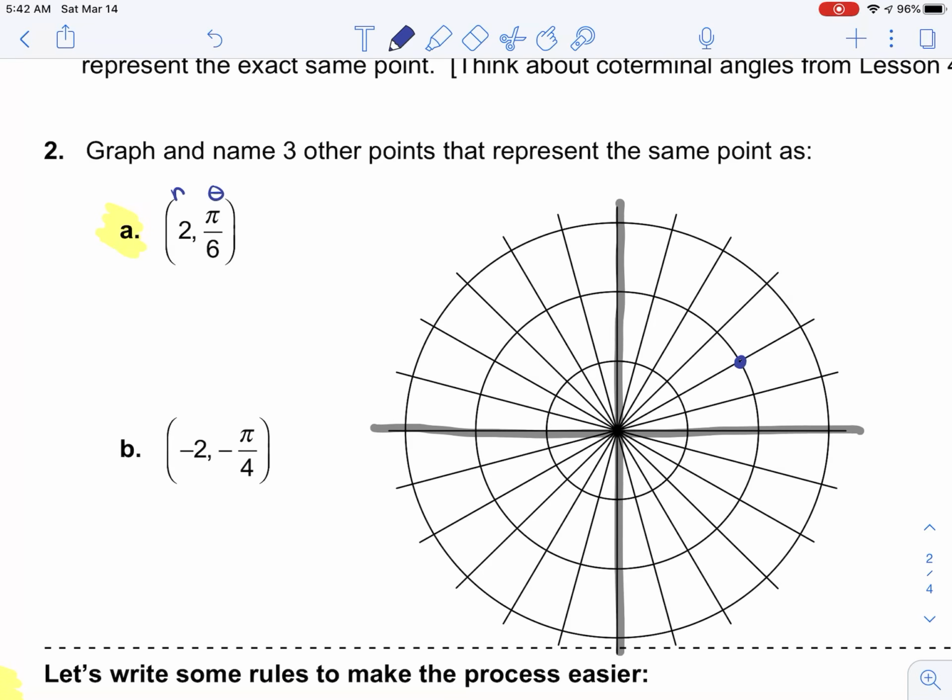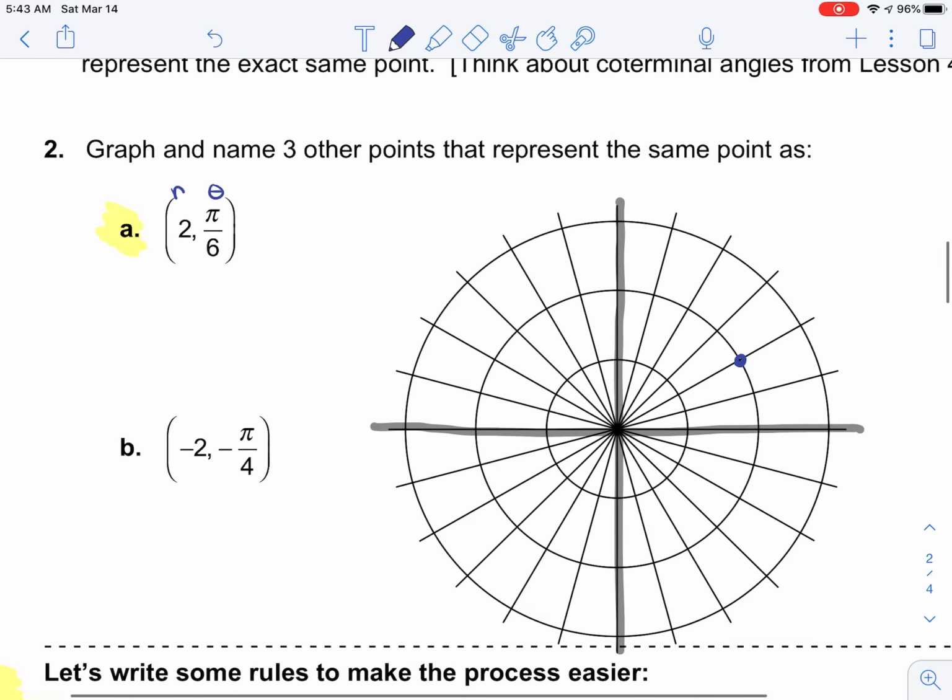But the 3 other points that we can get from this use the idea of coterminal angles. What we could do is think about this angle going in the positive direction, but we can also name that same angle in the negative direction. So keeping r the same, if we were to name the coterminal angle to this, it would be negative 11π/6. So these should be coterminal. In other words, just subtract 2π.